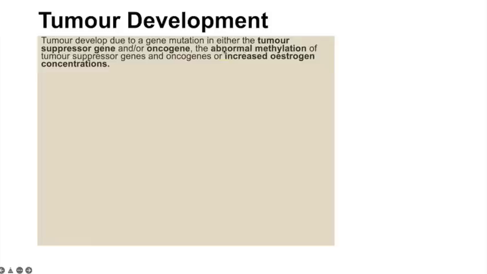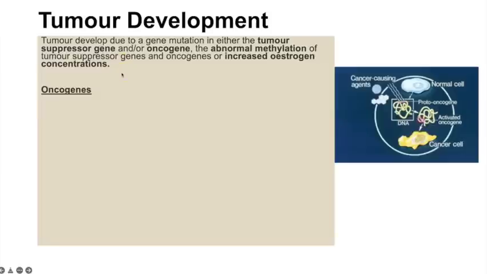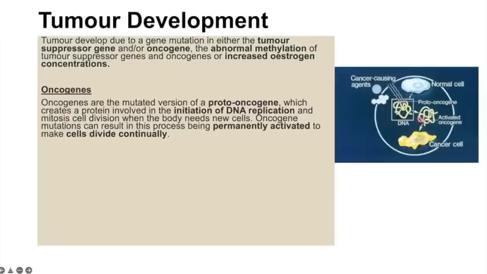So if you have abnormal methylation of a tumour suppressor gene or an oncogene, or if you have increased estrogen concentrations affecting transcription, those are all of the possible causes of these tumour developments. Now, we've used this term tumour suppressor gene and oncogene, but let's go through what those genes code for. Oncogenes are the mutated version of a proto-oncogene, and proto-oncogenes code for proteins which are involved in initiating DNA replication in the cell cycle.